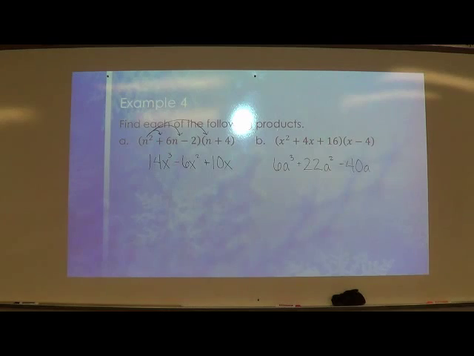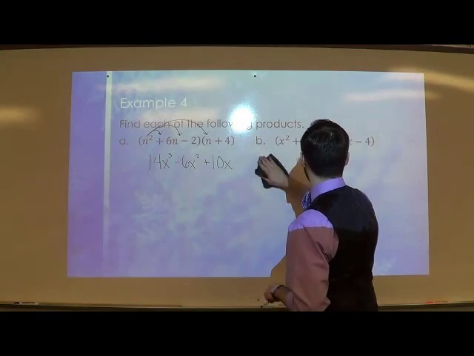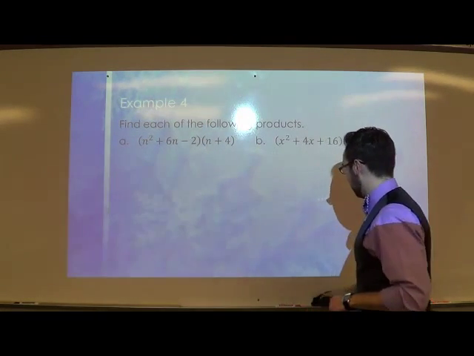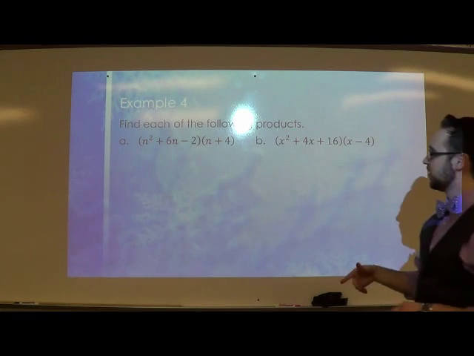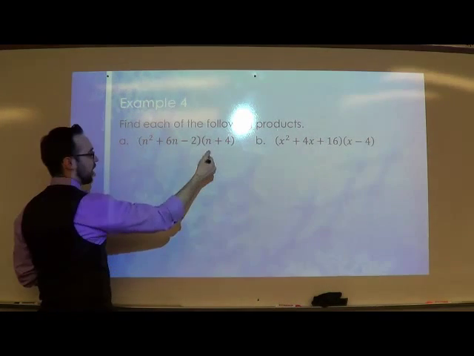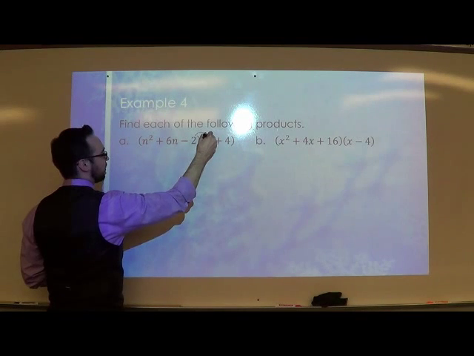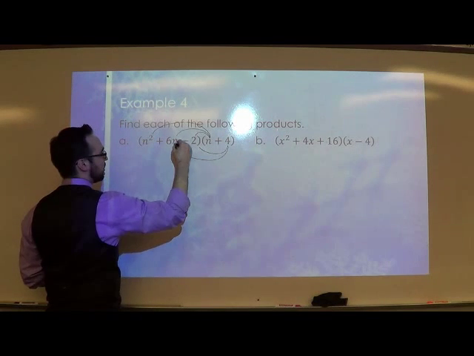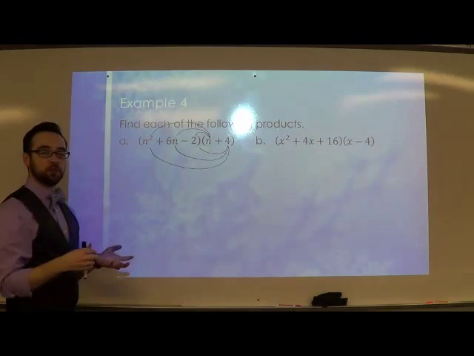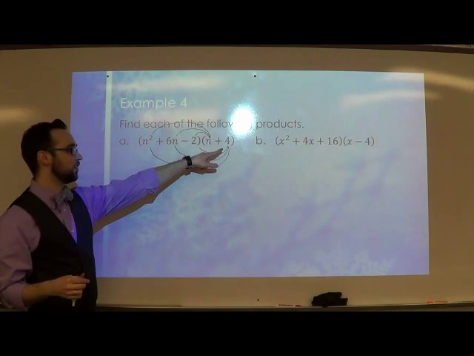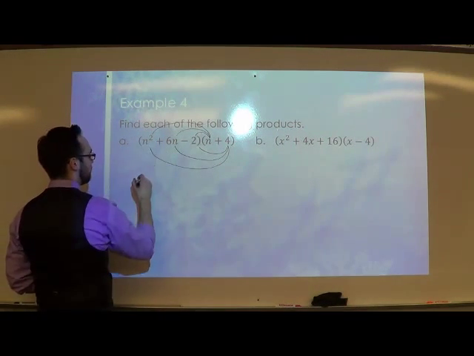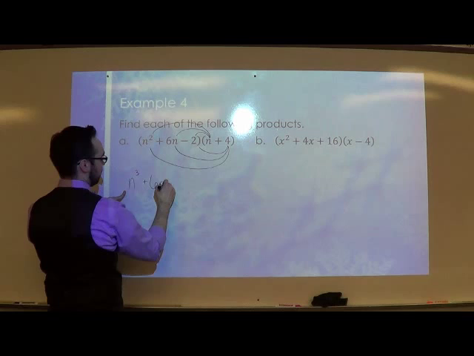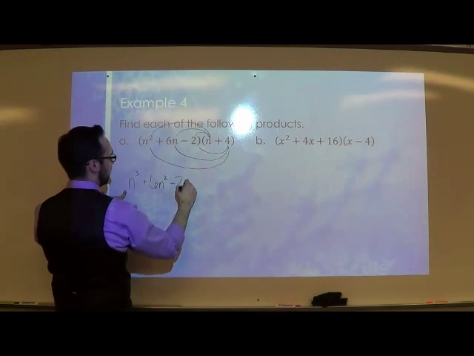One last example we need to go through here is what happens if I have a binomial by a trinomial or more. It is the distributive property again. However, this time we're distributing two things. I'm going to distribute the n to everything. Then I'm going to go through and distribute the 4 to everything. So we're doing the distributive property twice, once with each of these numbers. So n times n squared is n cubed. N times 6n is 6n squared. N times negative 2 is negative 2n.